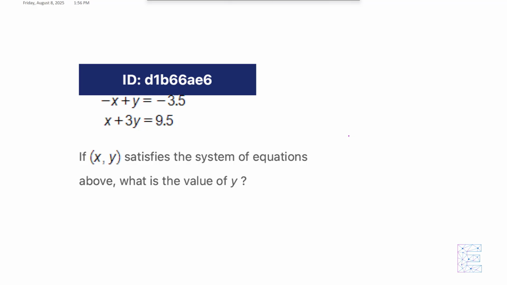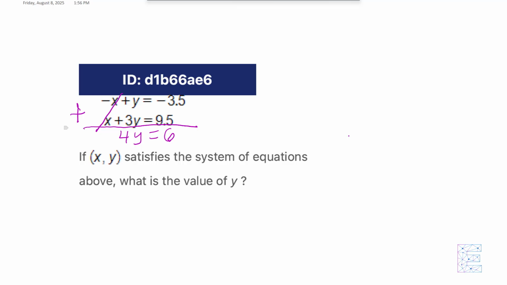So in the elimination method, your goal is to just isolate a variable. That means you want either the x's or the y's to cancel. In this case, by adding downward, you will see negative x plus x is canceling. y plus 3y is 4y. Negative 3.5 plus 9.5 is 6.